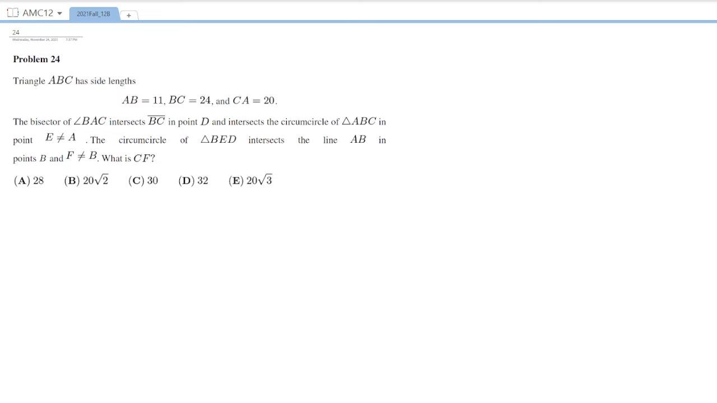Okay. So let's see, the triangle ABC has these side lengths. Basically, you can see 11 squared is 121, right? And 24 squared is somewhere about 625 minus 50, and it will be 576. So you can see definitely this is an obtuse triangle, right? Okay, and the angle bisector of BAC intersects this one and intersects the circumcircle.